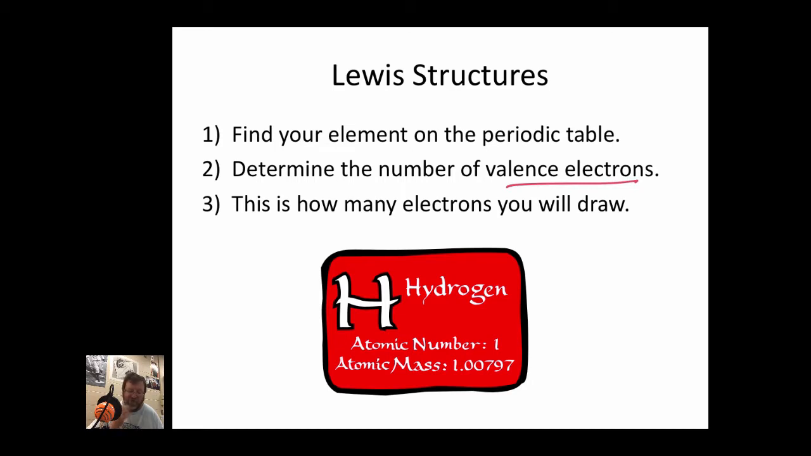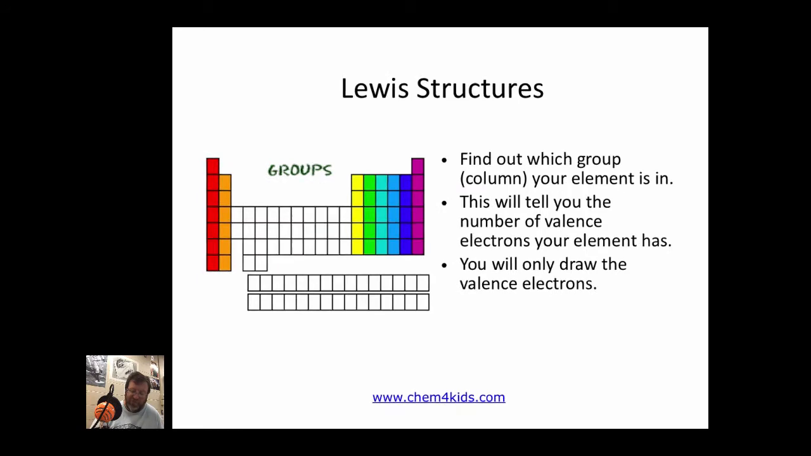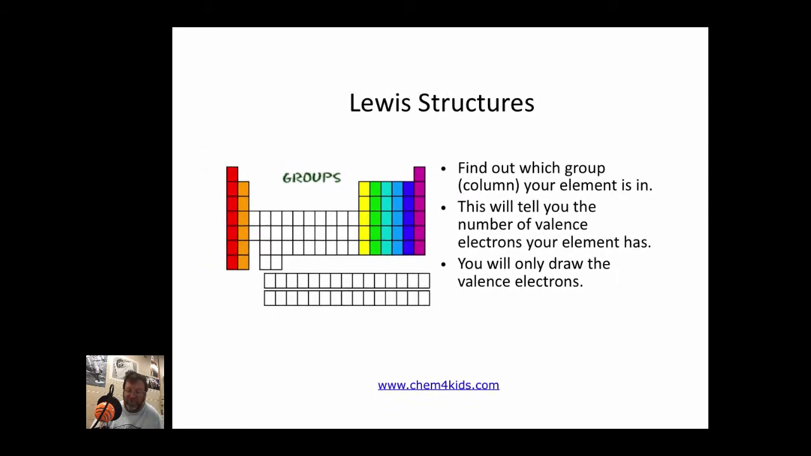So when building a structure, using your periodic table, you've got to determine the number of valence electrons. Again, these are the outermost electrons. Make sure that you know that. That's very important. Once you know how many valence electrons, that's how many electrons that you are actually going to draw for that. Okay? So the key for doing this is looking at the groups of the periodic table.